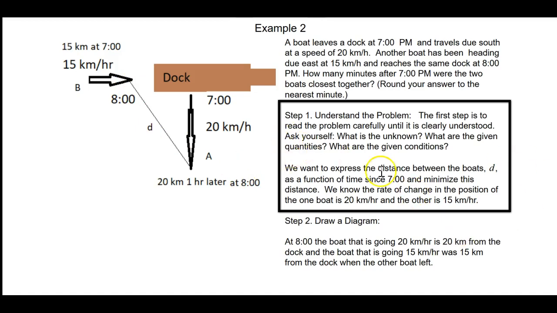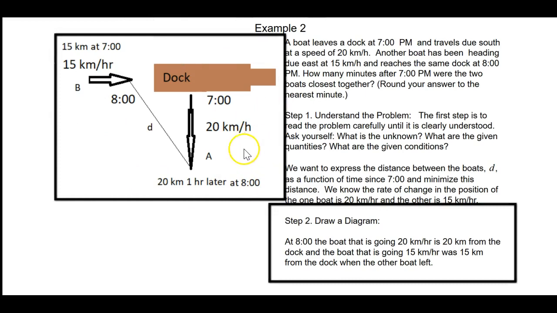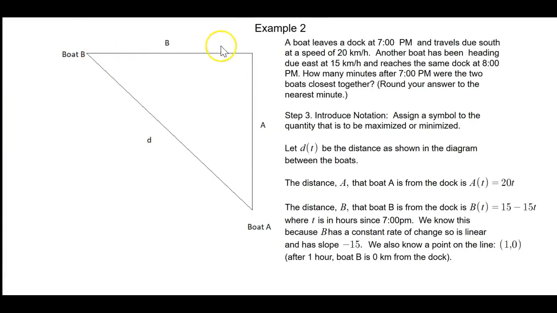So what do we know? We know the rate of change in position, or in other words, the speed of one boat is 20 kilometers per hour, and of the other the speed is 15, but notice that position is decreasing. In other words, the distance from the dock of the boat going east is decreasing. So we have this diagram I've already drawn, and it's helpful to draw it because you're going to see that if you simplify it a bit, it's just a right triangle, and that distance is the hypotenuse. So we'll use that to figure out this distance in terms of time, in terms of these rates.